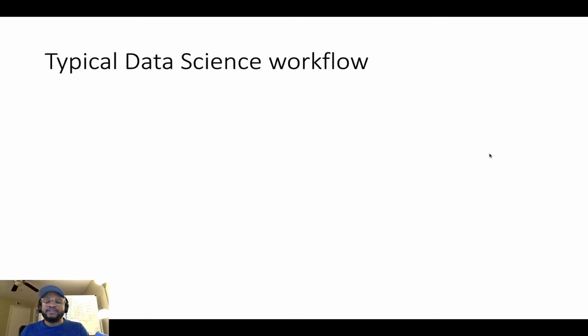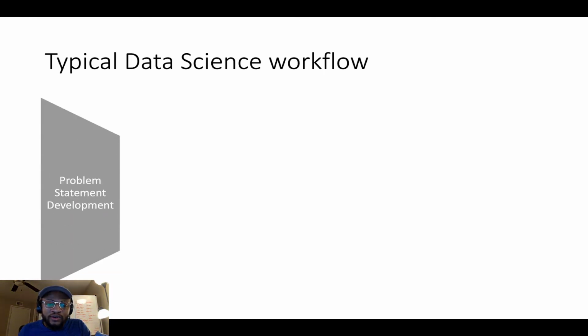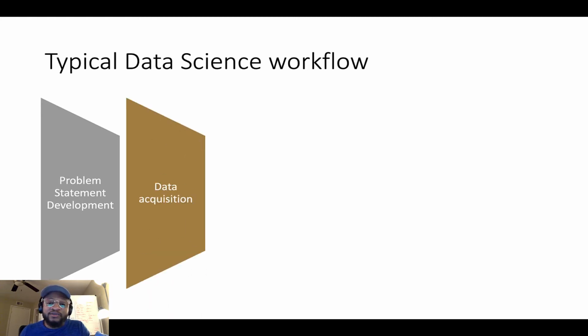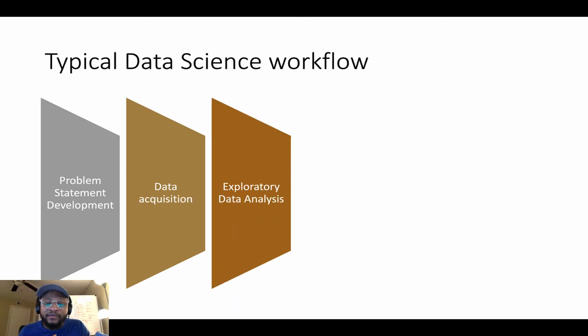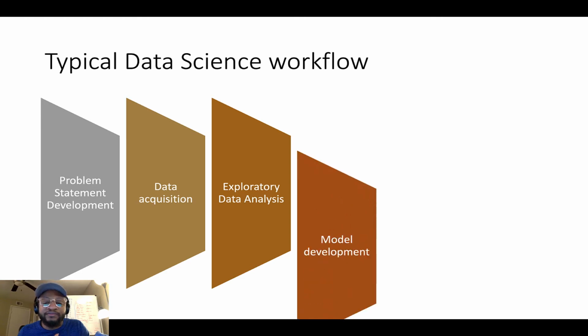For us to fully understand this topic, we need to take a quick look at the typical data science workflow. The first step in any data science project is problem statement development. That is understanding the business problem. Next, you want to acquire data that will help you solve the business problem. Once you have the data, the next thing you're going to do is analyze the data, explore it with visualization and things of that nature.